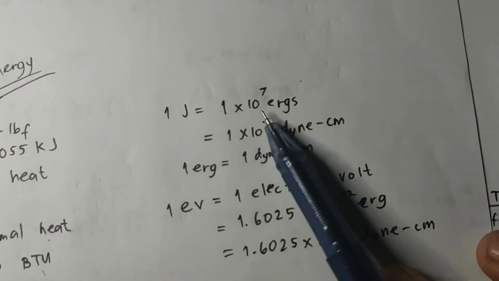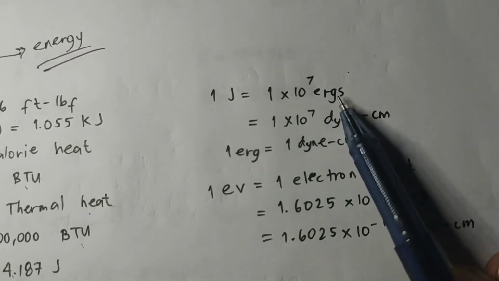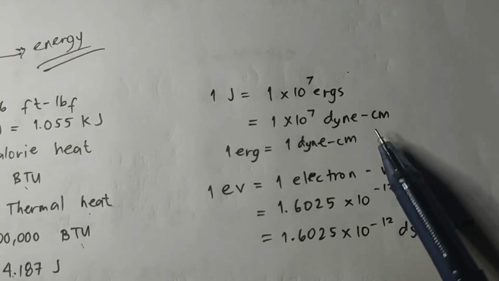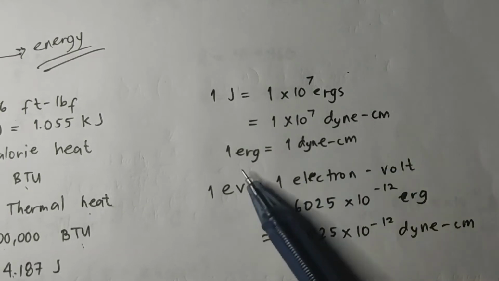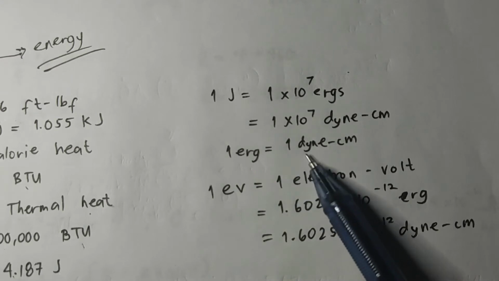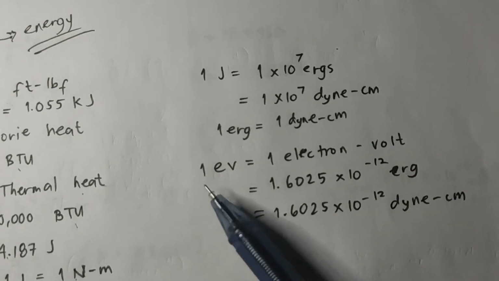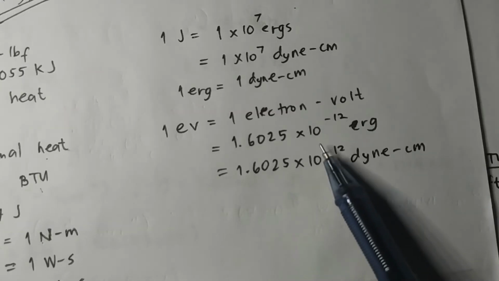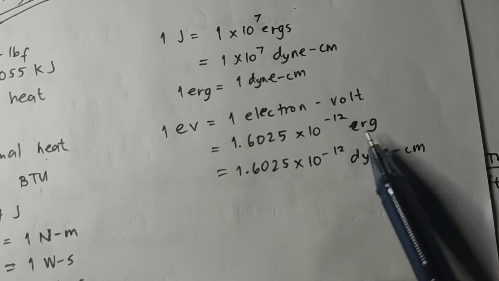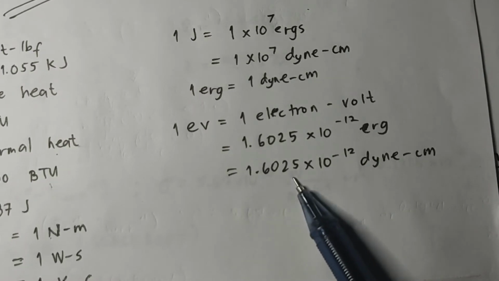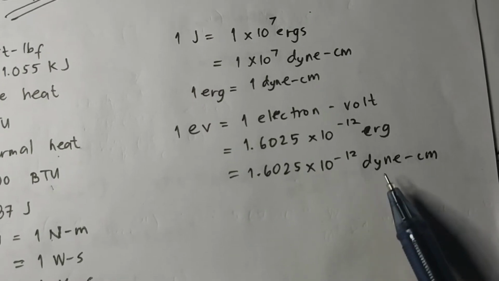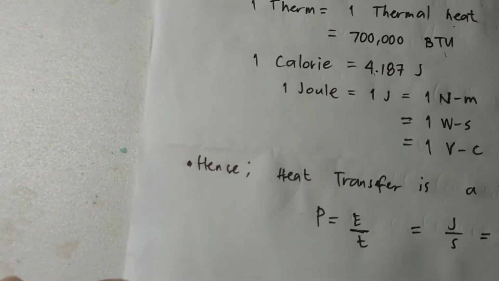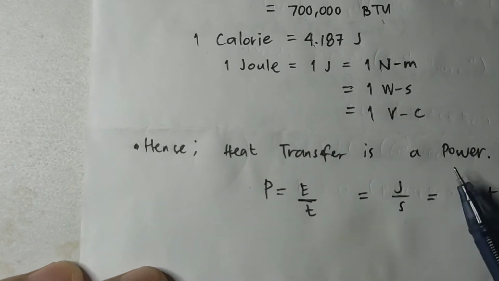Equal din ang 1 joule sa 1 times 10 raised to 7 ergs, or 1 times 10 raised to 7 dyne centimeter, or 1 erg equivalent to 1 dyne centimeter. 1 electron volt is equal to 1.6025 times 10 raised to negative 12 ergs or 1.6025 times 10 raised to negative 12 dyne centimeter. So, doon natin madedenote or makukonklude na ang heat transfer pala ay power.